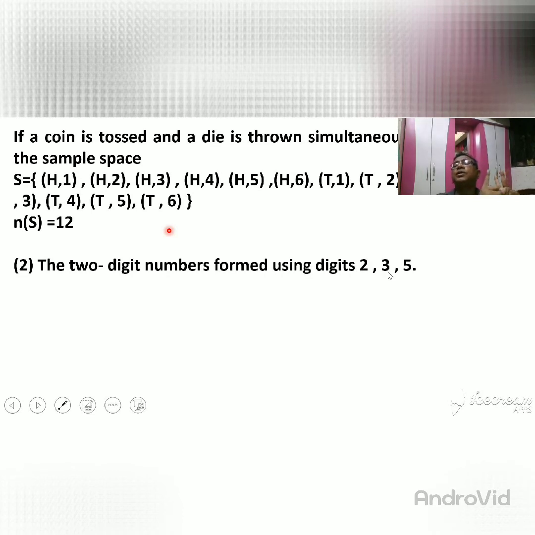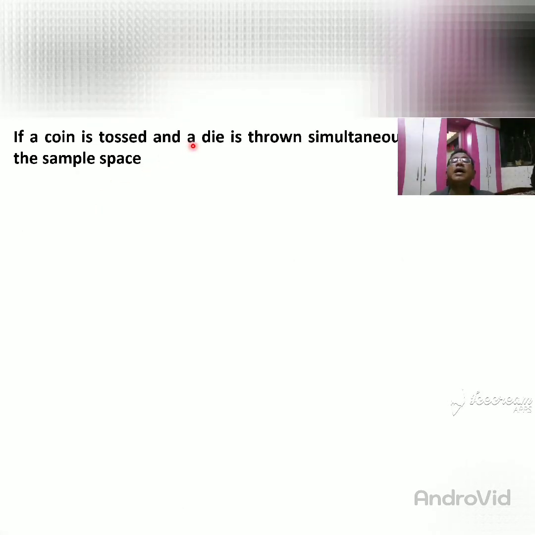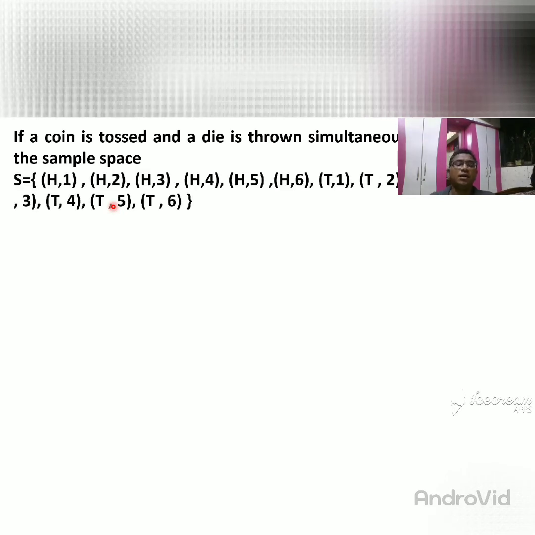So two coins are tossed and a die is thrown simultaneously. The sample space, we can see how to write: the head can be made pairs with 6 numbers, afterwards the tail can be made pairs with 6 numbers. In such a way you are getting sample space 12, number of S is equal to 12.